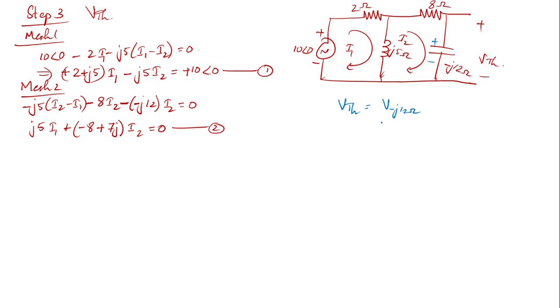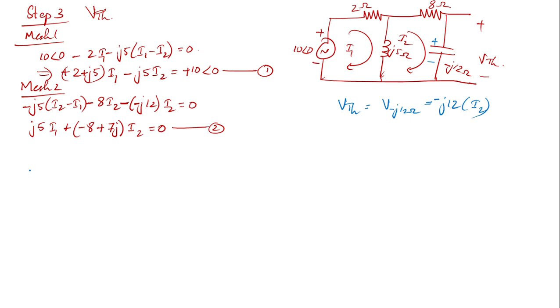And how can you find out the voltage across the j12 ohm capacitor? That will be minus j12 into I2. So your VTH is not depending on the current I1. I simply need to find out the value of I2. In order to find out the value of I2, we are going to use our Cramer's rule.